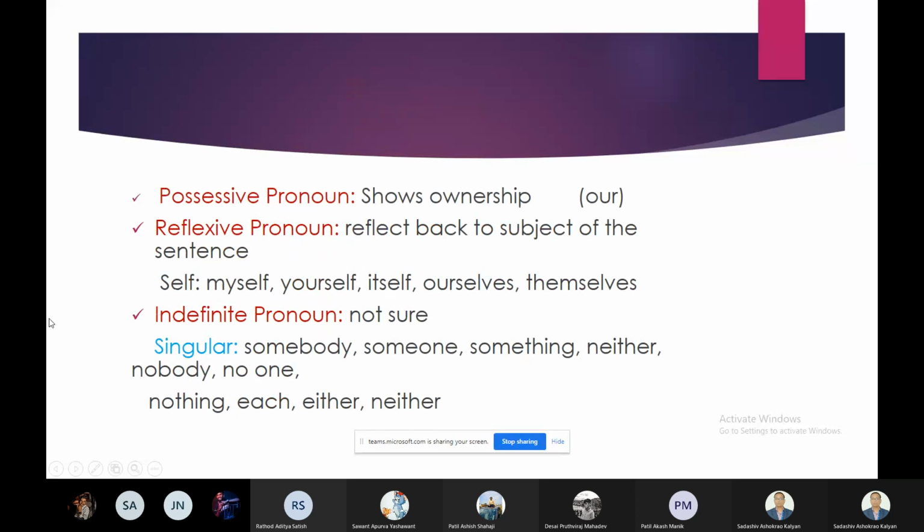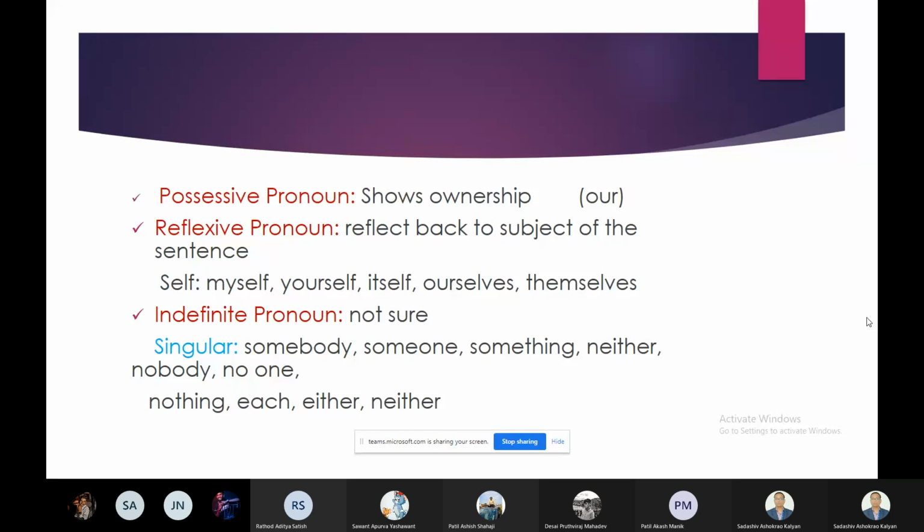Like the personal pronoun, we have another type, the possessive pronoun. The possessive pronoun is like a possessive noun. It shows that the thing belongs to you, that you have its ownership. For example, our house, our home.